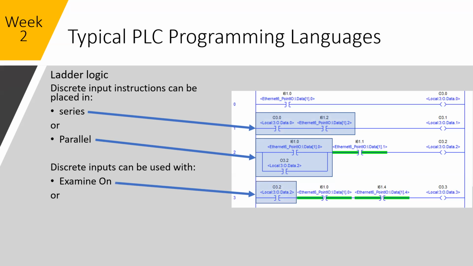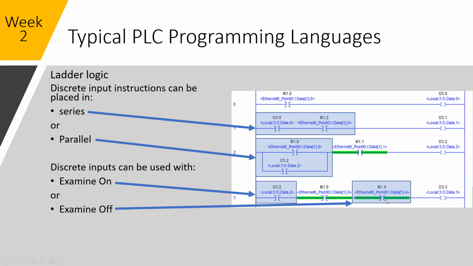So discrete inputs can be used with examine if on or examine if off. Again, those familiar with looking at relay logic have your normally open and normally closed contacts for your relays. So the example is, if an examine if on, you have a switch, a proximity switch, and if that proximity switch is not activated for this I:0/32, then it is not true, and therefore this rung will stop executing at this bit.